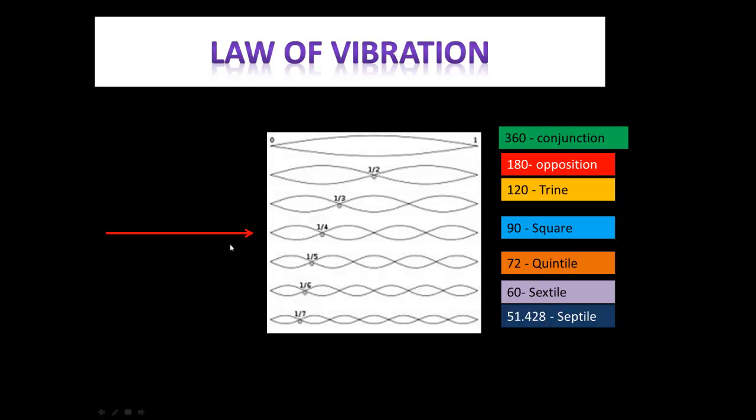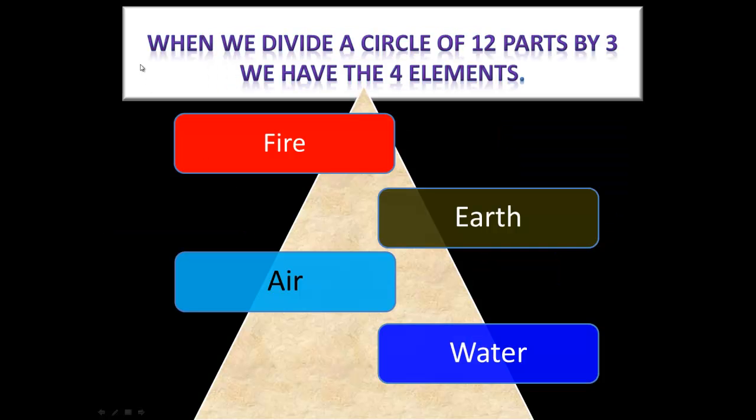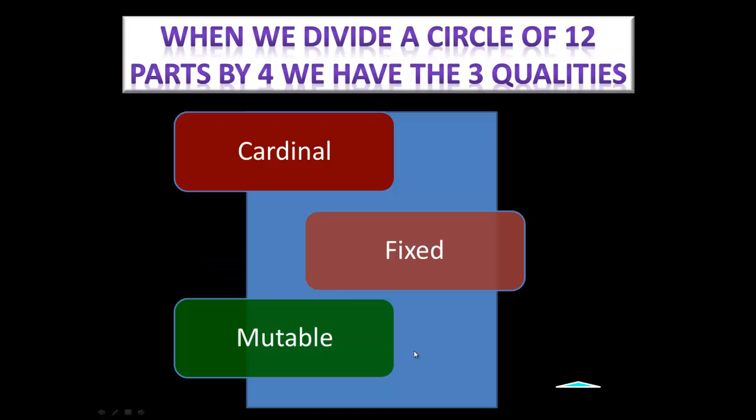Now for this presentation I'm going to be focusing purely on the 90 degrees, which is the fourth harmonic. But going back to Gann's emblem, when we divide a circle of 12 parts, which is the zodiac, by 3, we have 4 elements: fire, earth, air and water. When we divide the circle of 12 by 4 parts, we have 3 qualities. We get cardinal, fixed and mutable.